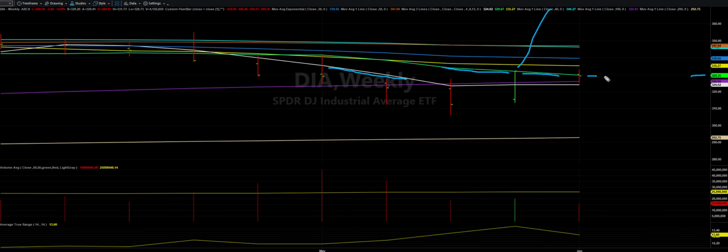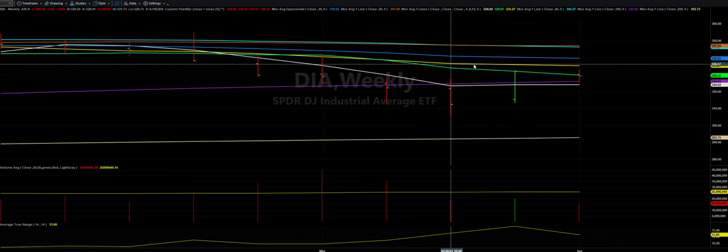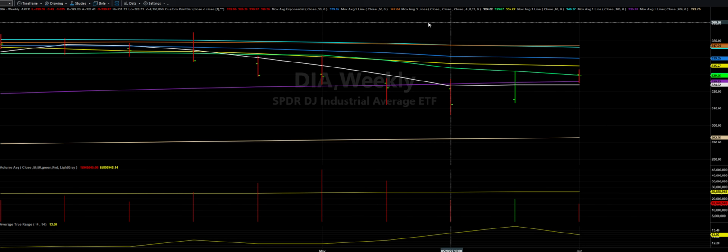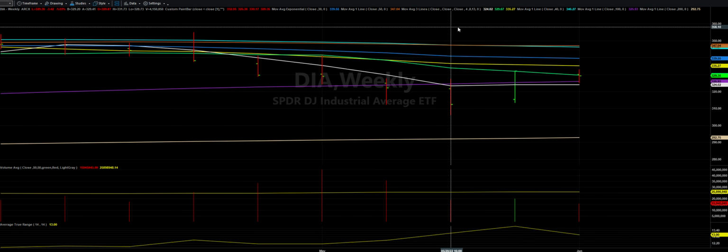The 8-week moving average is at 329.35. The pivot point is 332. Now we got some issues up here. Look at that 13-week moving average. It's at 335.27. We're going to be monitoring that 13-week moving average. The yellow line is a 13-week moving average. It's at 335. The pivot is at 332.